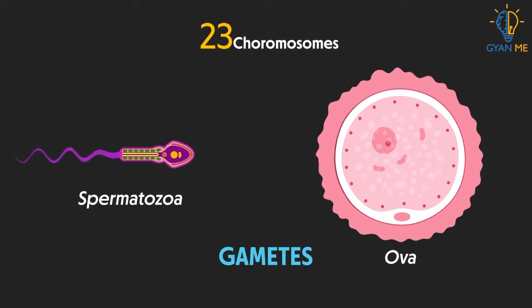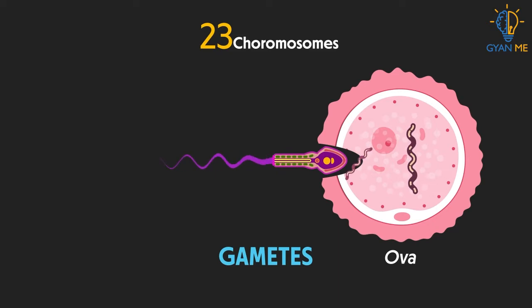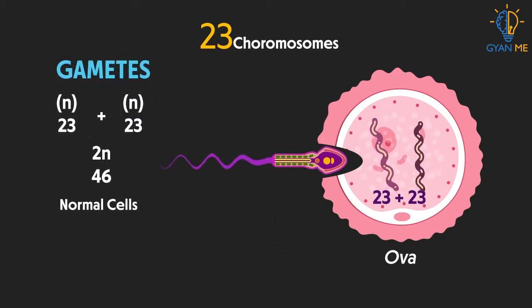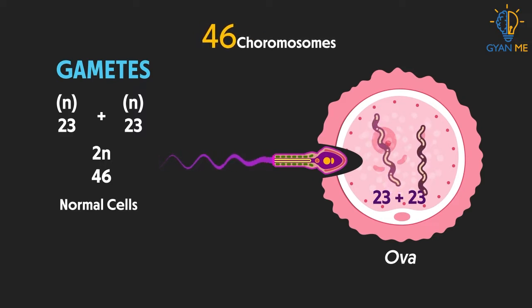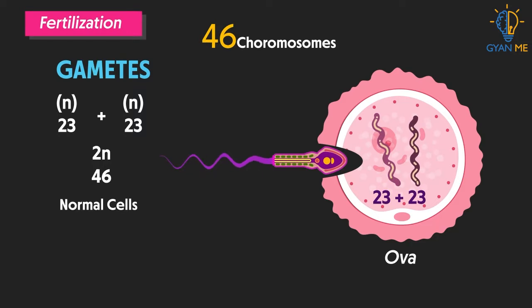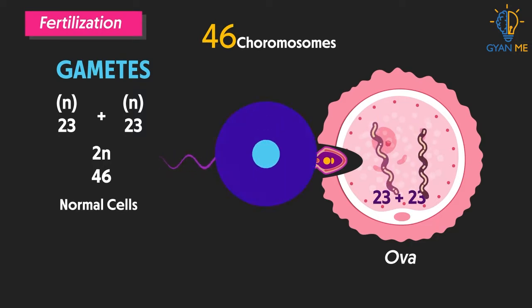And when they fertilize or fuse with each other, they restore the diploid state, that is, now they will have 46 chromosomes. And this process of fusion of gametes is called as fertilization. And so let's understand this in detail.